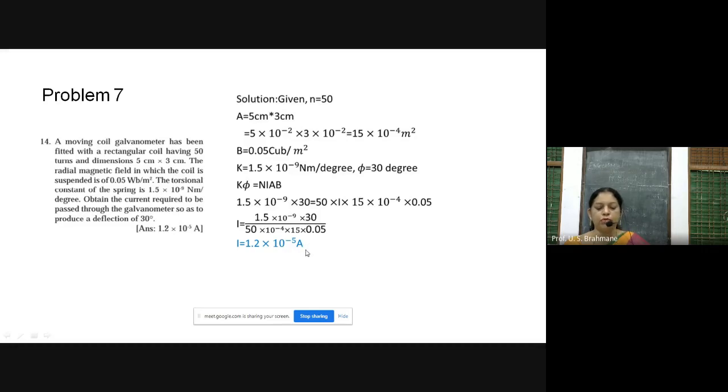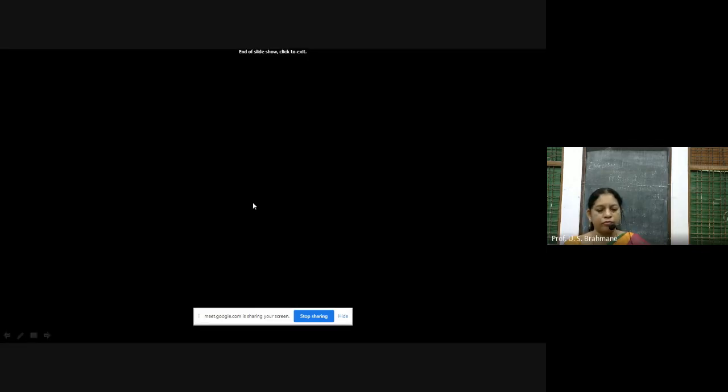So children, take down a screenshot of this. This was about the problems regarding the magnetic field due to electric current. I hope you have understood the problems. If you have any problems with solenoid and toroid, you just have the formulas, and you can put the equations rightly and get the answer. I hope you have understood. If there is any problem, you may always ask me.